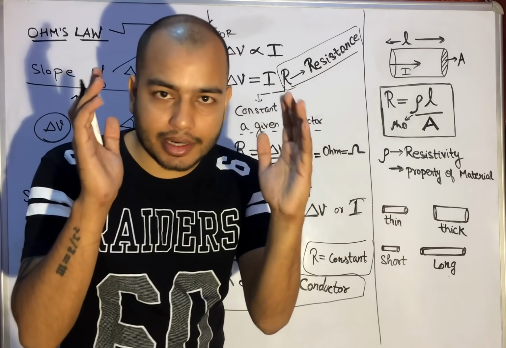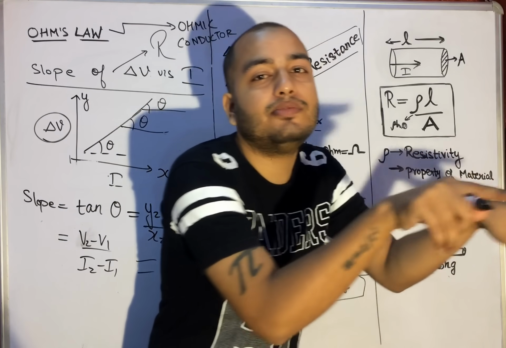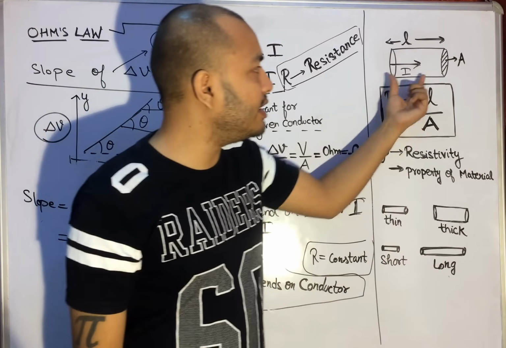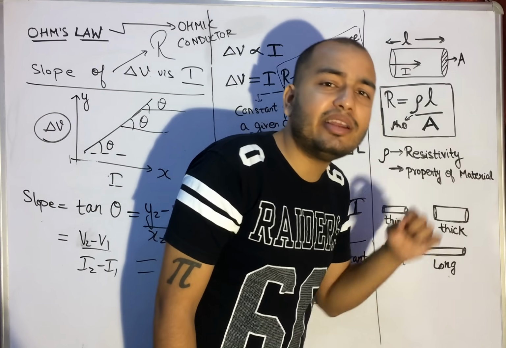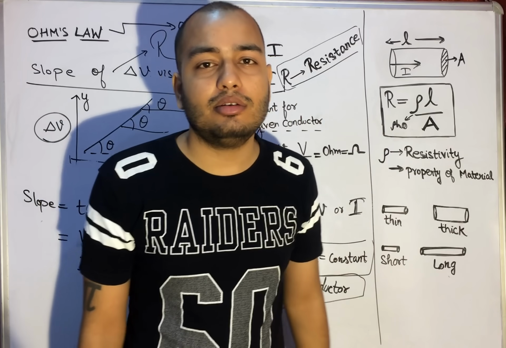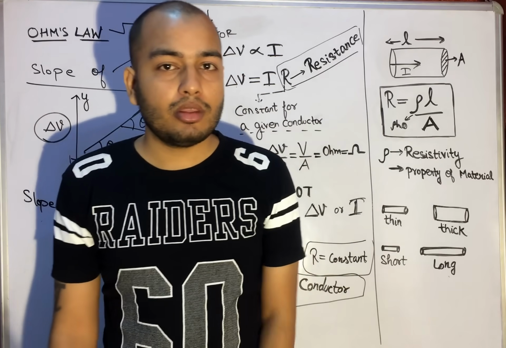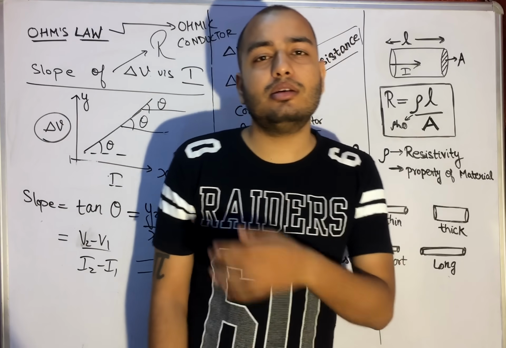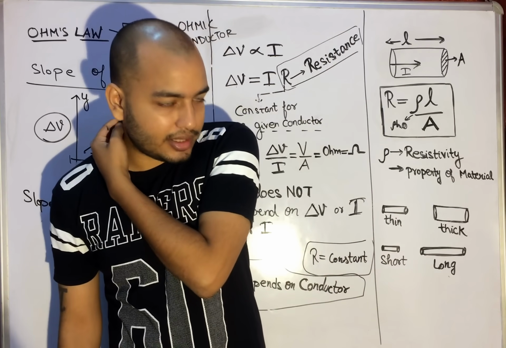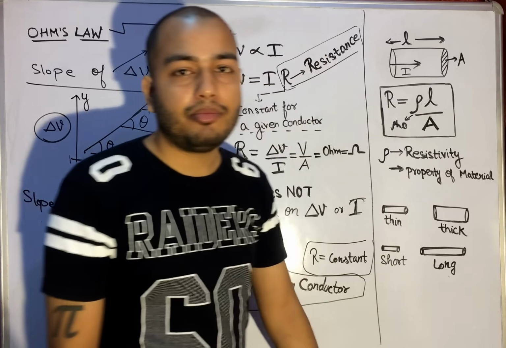Resistance depends upon the conductor, and every conductor has a different resistivity. It is a property of the material, like density is a property of a material. It does not depend upon anything else. It only depends upon the material and sometimes temperature. So resistivity is a constant which is a property of the material.